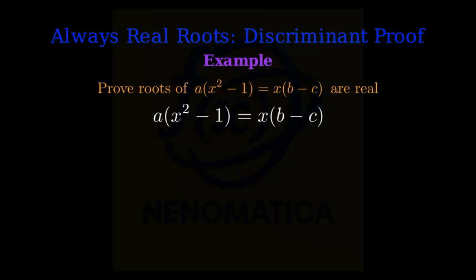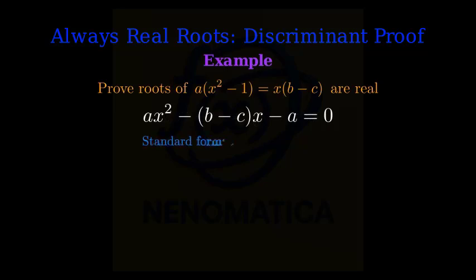Step 1. Rearrange the equation into the standard quadratic form, ax² + bx + c = 0. We begin with a(x² − 1) = x(b − c). Apply the distributive property on the left. ax² − a = x(b − c). Now move everything to one side. ax² − (b − c)x − a = 0. This is the standard form.